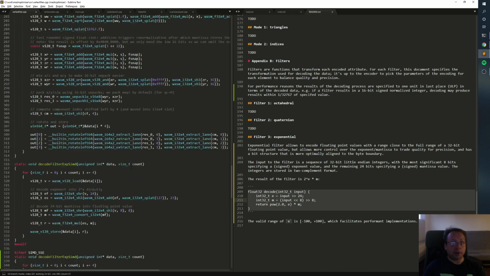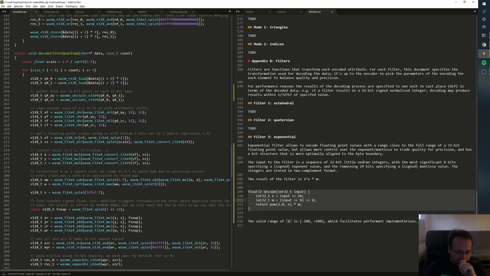Alright, so let's do the Quaternion encoding. The Quaternion encoding is a bit more fun.